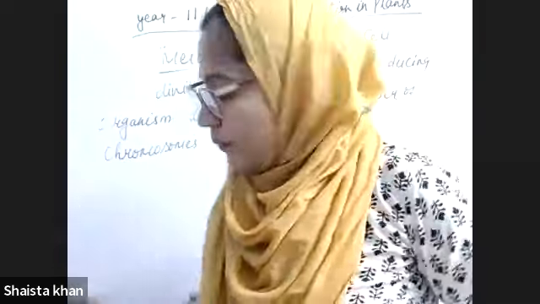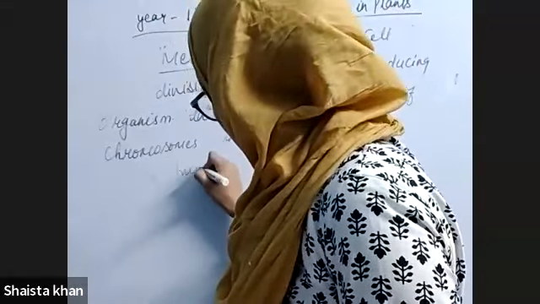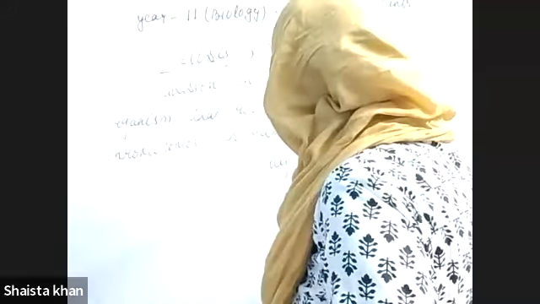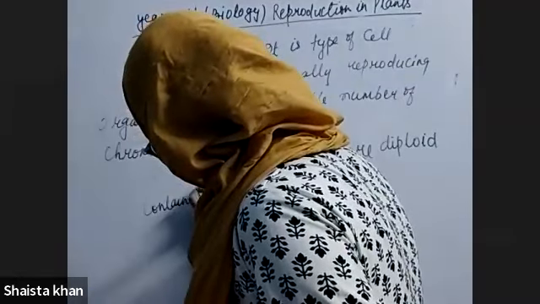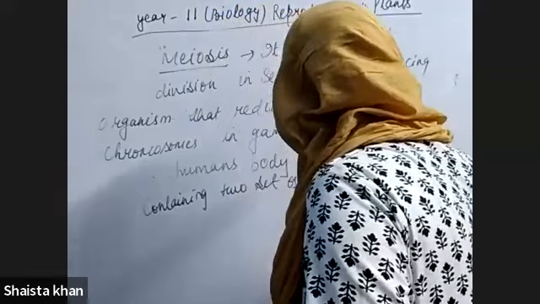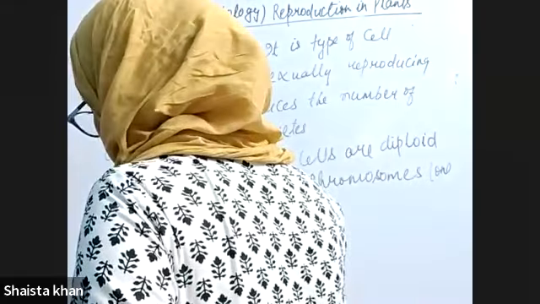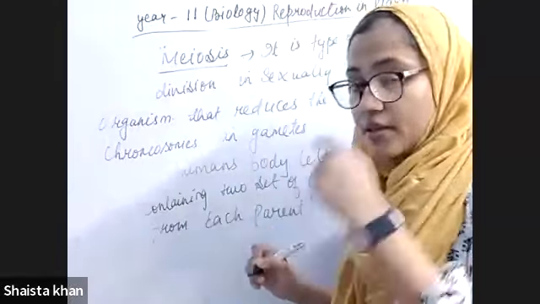So in the human body, cells are diploid, containing two sets of chromosomes, one from each parent. This is known as meiosis.